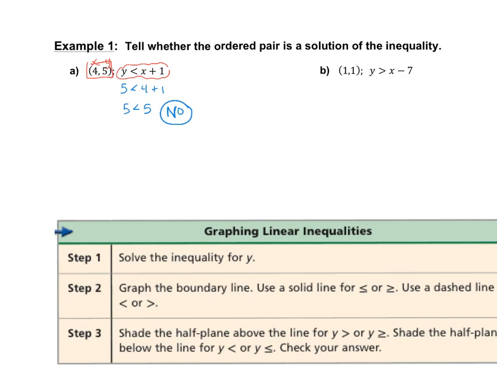Same thing for the next one. We're going to plug 1 in for the x and then 1 in for the y. So 1 is greater than 1 minus 7. 1 is greater than -6. Well, this one's true. So yes, it is a solution. Tell whether the ordered pair is a solution. Yes, it is.